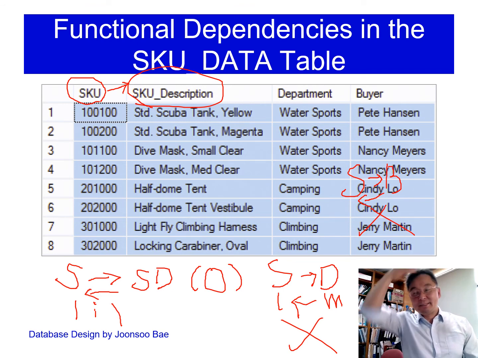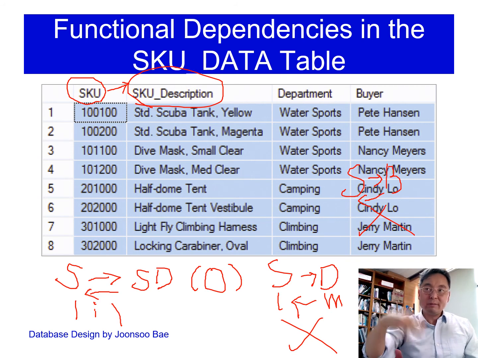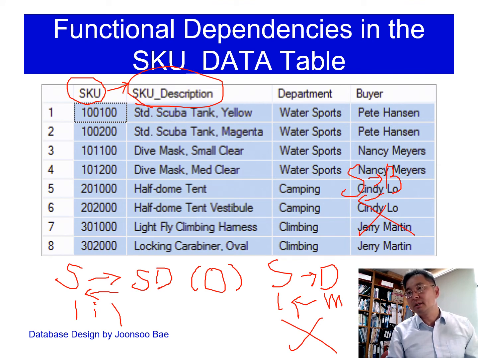Okay? So in this way, we must search every functional dependency in this relation. SKU description will determine every other column, and SKU will determine every other column. Every other column means that SKU will determine SKU description, department, and the buyer. SKU description also will determine SKU and every other column, department and buyer also. How about department? Department will determine buyer or other one?